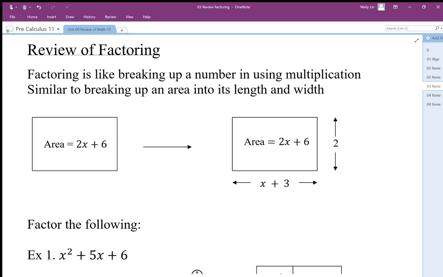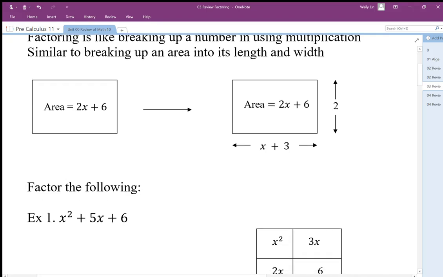So factoring is breaking up a number into its multiplication pieces. Basically, it's unmultiplying something. So if we start with an area, the area is 2x plus 6, we're going to unmultiply or break up the multiplication into its length and width pieces. Okay, and that's essentially what factoring is. We're finding out the length and width. And that's the kind of model that we're going to use when we talk about breaking up multiplication or factoring.